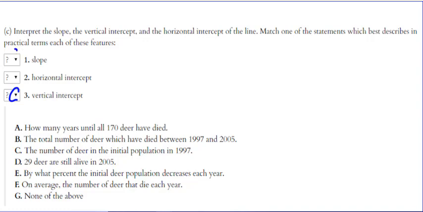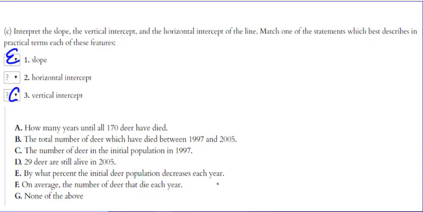I would say E for slope. F, the thing that's throwing me between E and F is by what percent, and then on average, the number of deer that die each year. I like E, but it could be F just because if they're saying that the percent goes with an exponential, and it's all verbiage, so it's either E or F. Okay, I'm saying E.